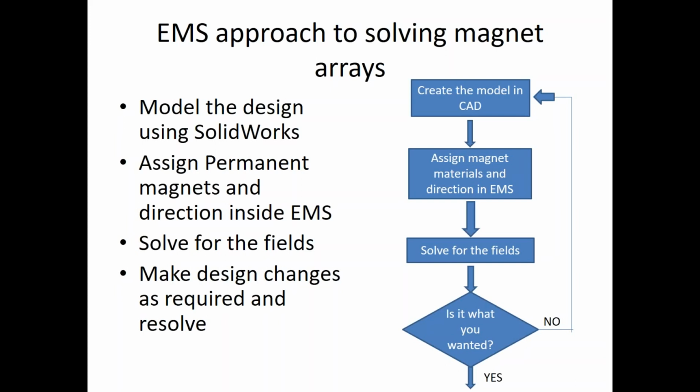There we give the program the properties of the magnet. So we assign materials to the different magnets. If there are other ferromagnetic substances, etc., present in this geometry, we also assign materials for those. And also we assign the magnetic directions inside SolidWorks. Now once that is done, we solve for the fields, and then you can compare if the field looks like what you desired. If not, you can go ahead and change the geometry.